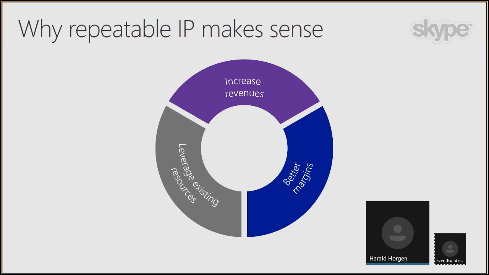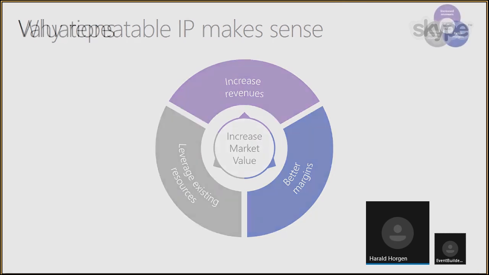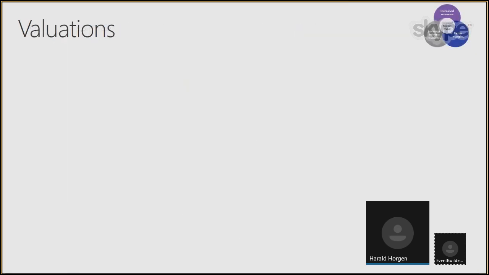For most of you, you can actually build a repeatable IP business by leveraging your existing resources. There will be some investment required depending on how strategic and how important you want this to be, but you will be able to leverage a lot of the resources that you have. And at the end of the day, this combination of increased revenues, better margins, and building on your existing infrastructure allows you to increase the market value of your company. And for most business owners, that's the end game. That's the objective. And this is based on valuations. These are numbers from the US.